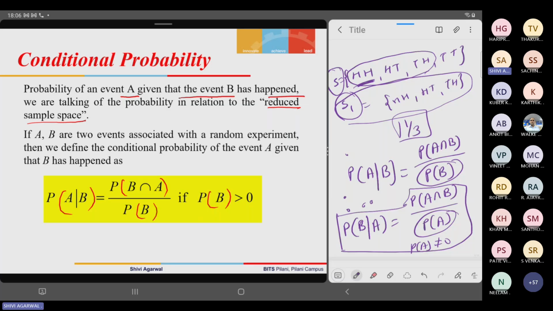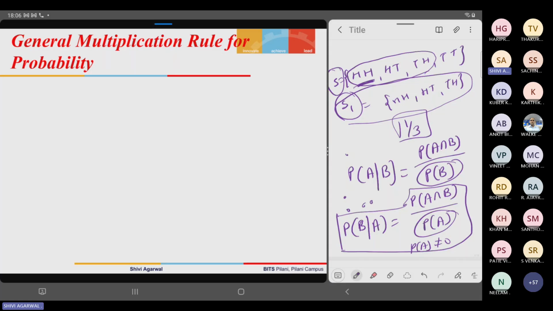So we can just take one definition here. If A and B are two events associated with a random experiment, then we define the conditional probability of the event A given that B has happened. So B has already occurred. Now we are trying to find out the probability of A, and we can find out the impact of B on A specifically, by using the conditional probability.